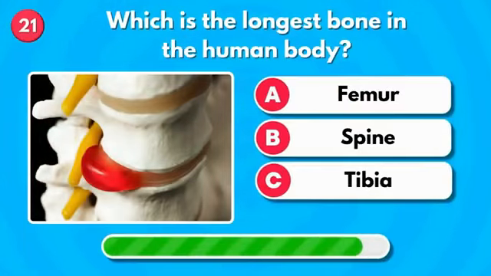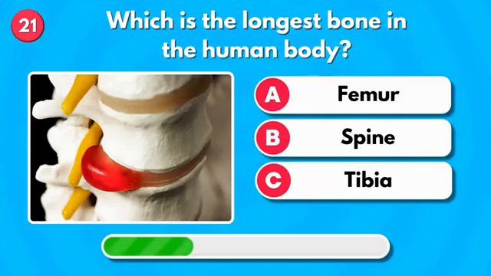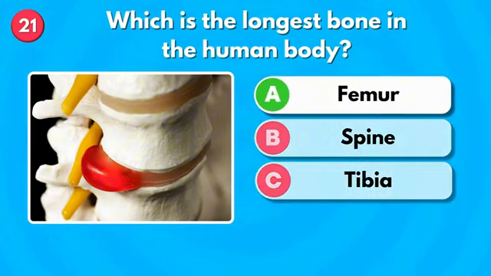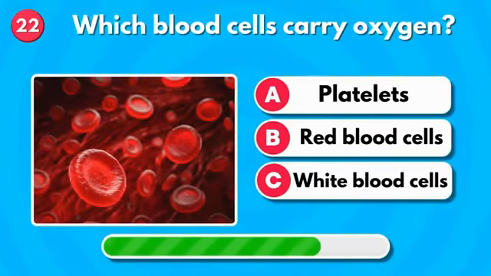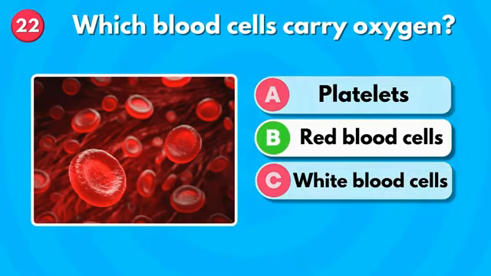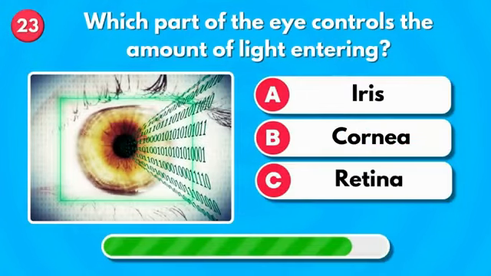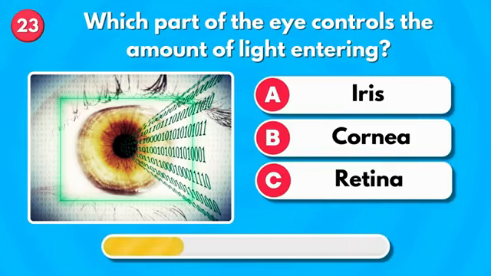Which is the longest bone in the human body? Femur. Which blood cells carry oxygen? Red blood cells. Which part of the eye controls the amount of light entering? Iris.